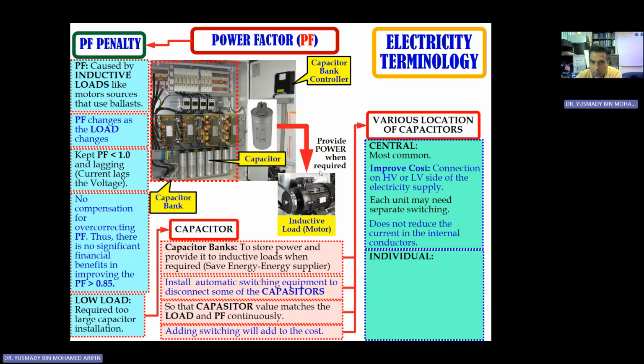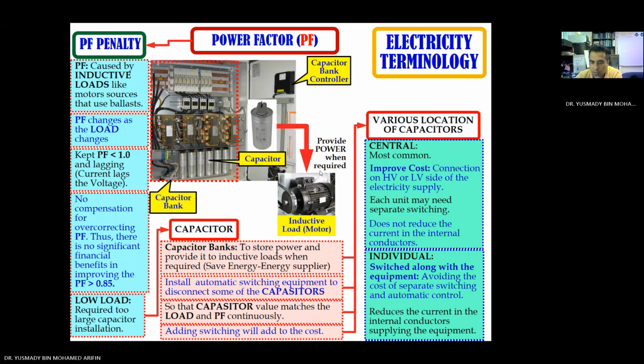And also we have the individual location, where the capacitor switches along with the equipment, avoiding the cost of separate switching and also giving automatic control, and reducing the current in the internal conductors supplying the equipment. So these are the characteristics of the individual location of the capacitor. And for this reason, due to various locations of the capacitor, we need to have power factor correction.